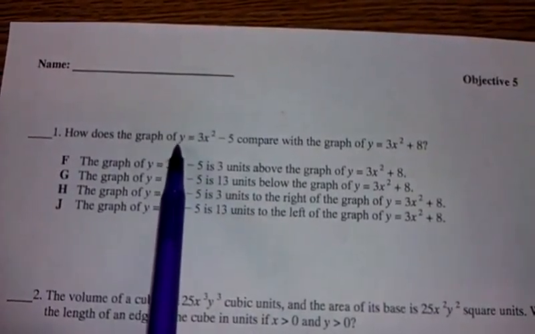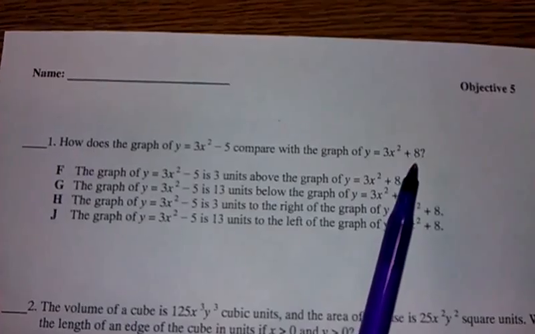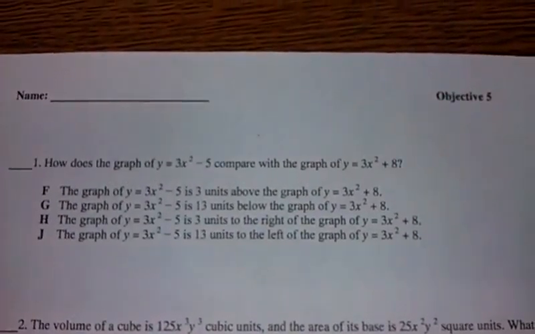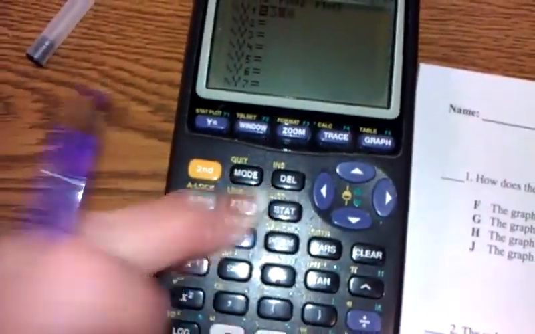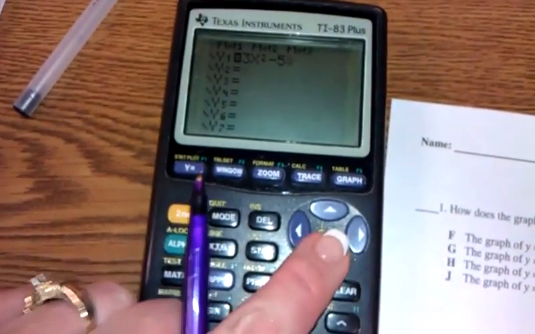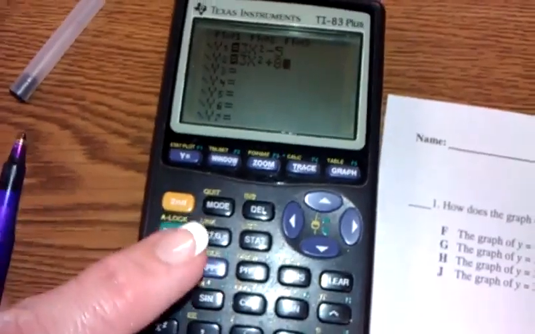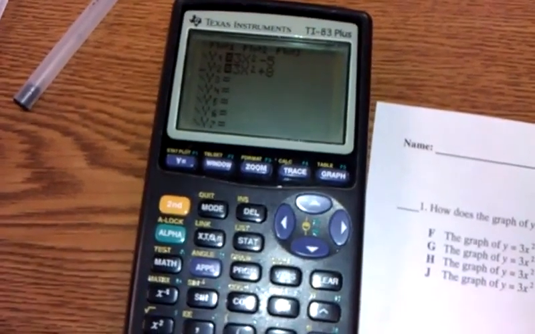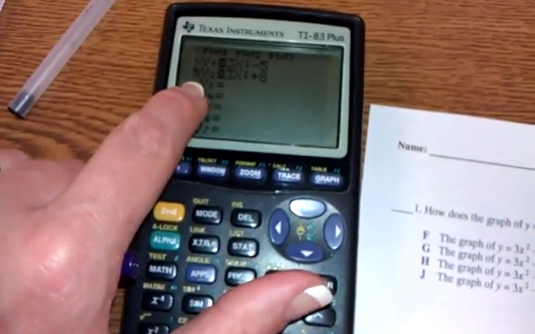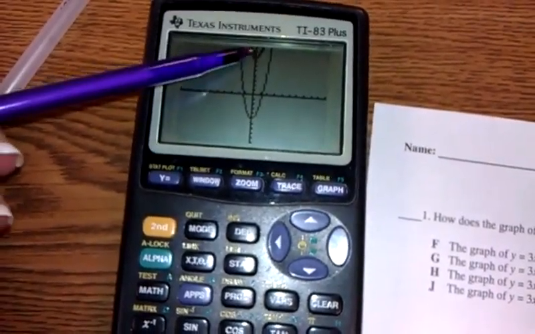This one says, how does the graph of y equals 3x squared minus 5 compare to the graph of y equals 3x squared plus 8? Well, one thing you could do if you really don't know what to do, or maybe you're just having a problem that day on the test, go into the calculator and put in 3x squared minus 5. Then put the other one, 3x squared plus 8, in there. I want to be able to tell the difference on the graph, so arrow over and press enter one time to get the darker line for the second one. So it graphs the x squared minus 5, and then the x squared plus 8 right here.